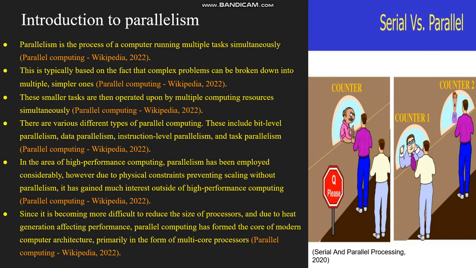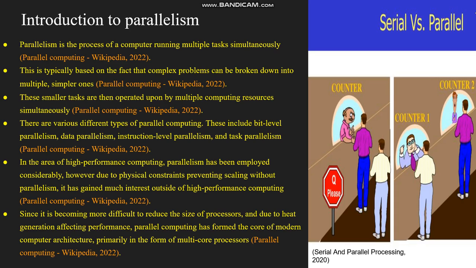Since it's becoming a lot more difficult to reduce the size of processors, and because of the heat generation that affects the performance, parallel computing has formed the core of modern computer architecture, and especially in the form of multi-core processors.